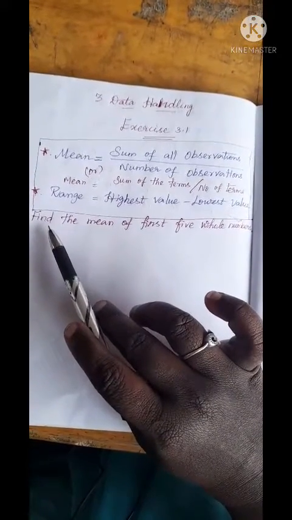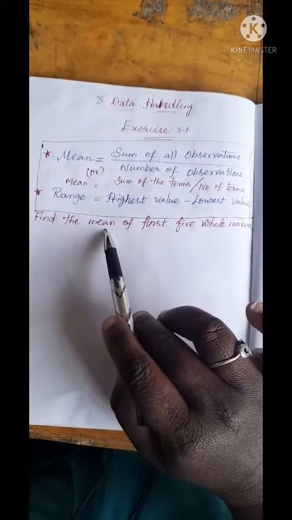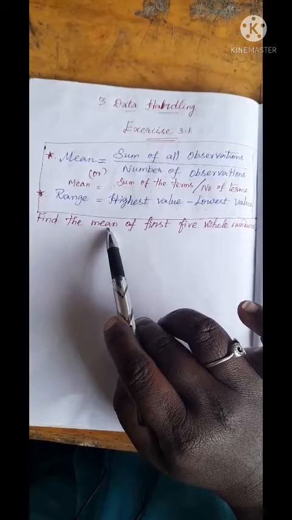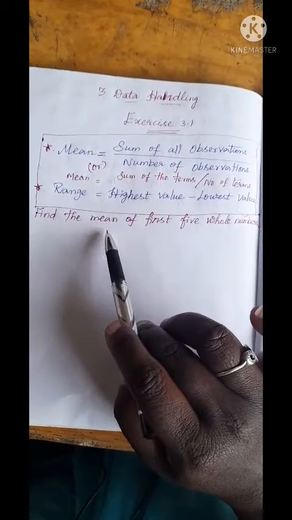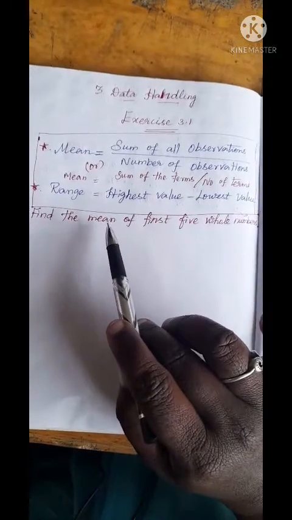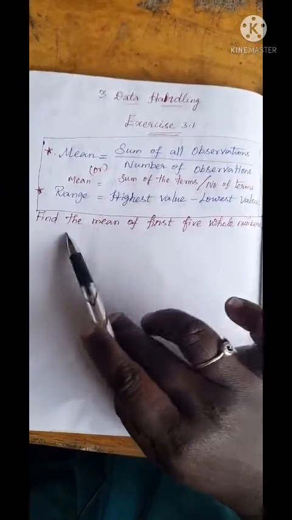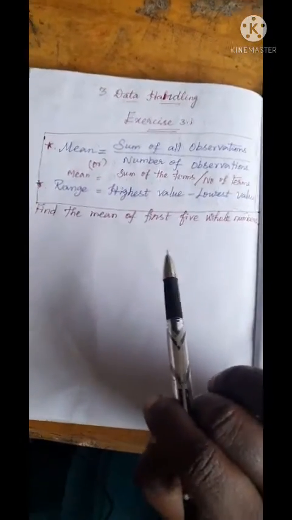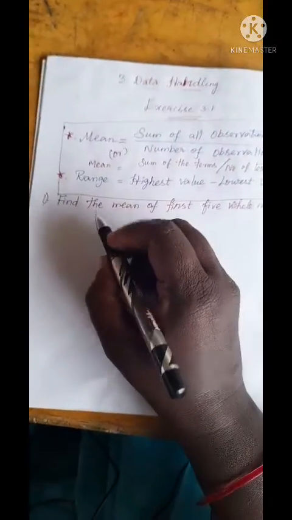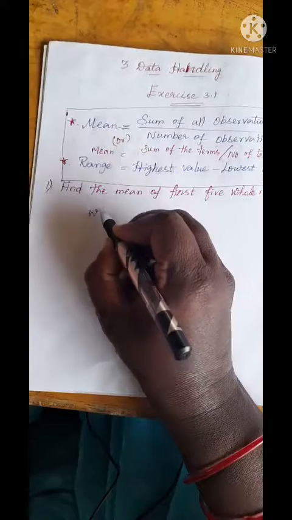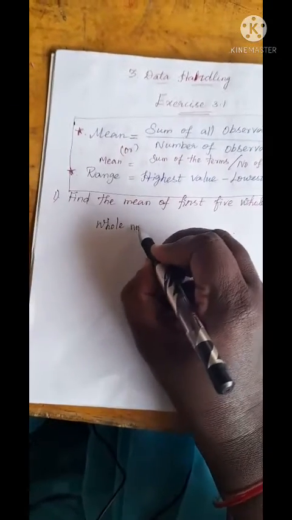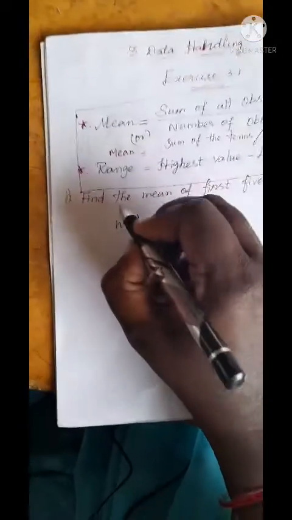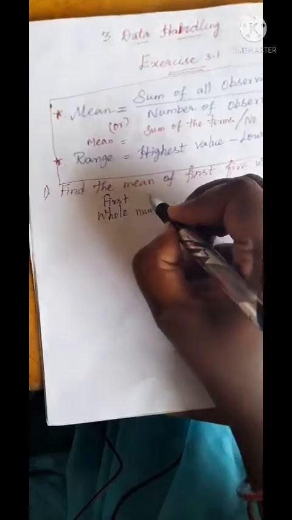Exercise 3.1, question number 1. Find the mean, arithmetic mean. Both refer to the same meaning, children. You need to follow the same method. Find the mean of first 5 whole numbers. Actually, you know that whole numbers start from 0. They are asking you first 5 whole numbers, right? So first 5 whole numbers.